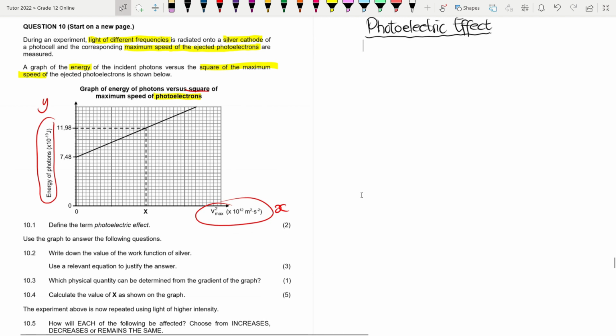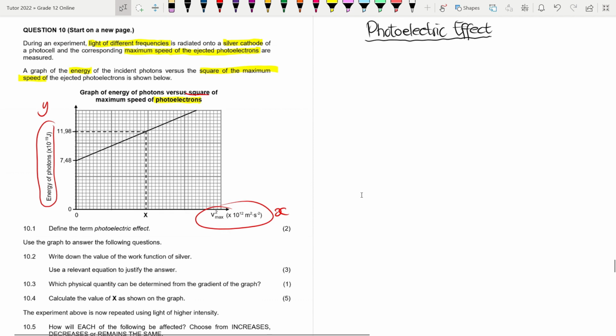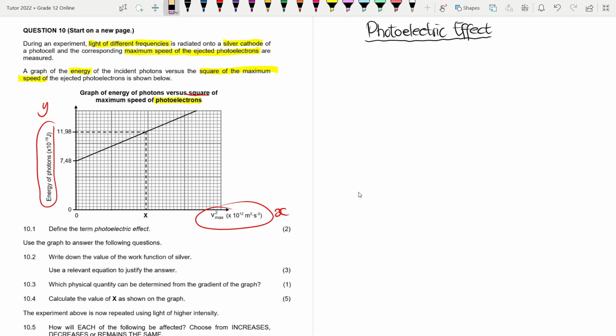Okay, the code will end in 15 minutes, by the way. Use the graph to answer the following questions. 10.2, write down the value of the work function of silver. Just 7.48 times 10 to the power negative 19. Very good. So it's easy to miss this.